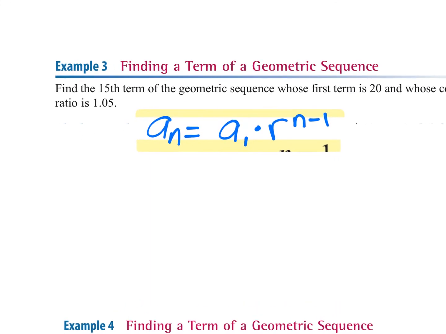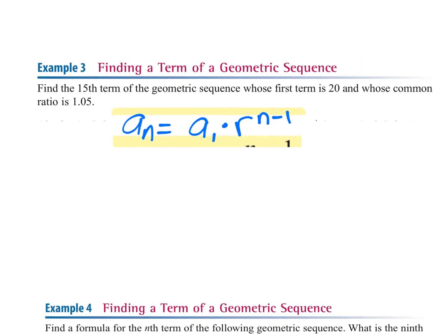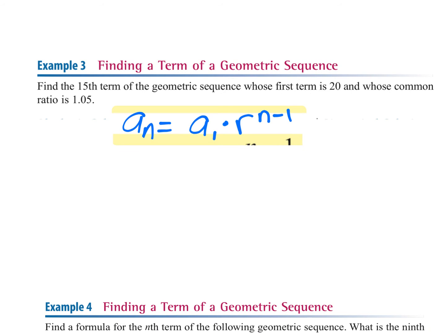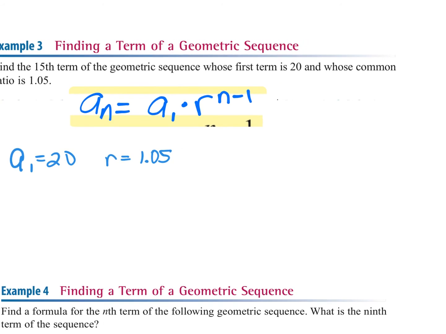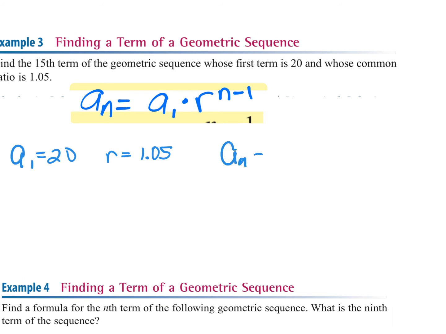So it says, find the 15th term of the geometric sequence whose first term is 20 and whose common ratio is 1.05, all right? I don't have a sequence of numbers, but I do have 2 pieces of very important information. I know that the first term, a sub 1, is 20, right? And what is my r? 1.05. Everybody see that? So I'm going to write my rule. It's a sub n equals first term, which is 20, times 1.05 to the n minus 1 power, correct?